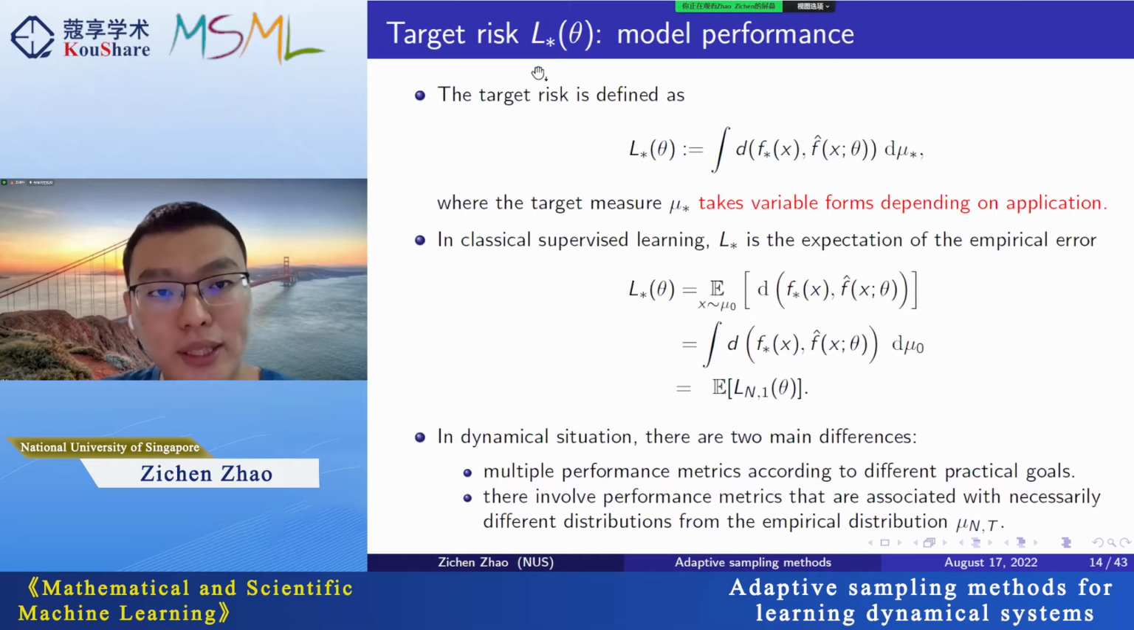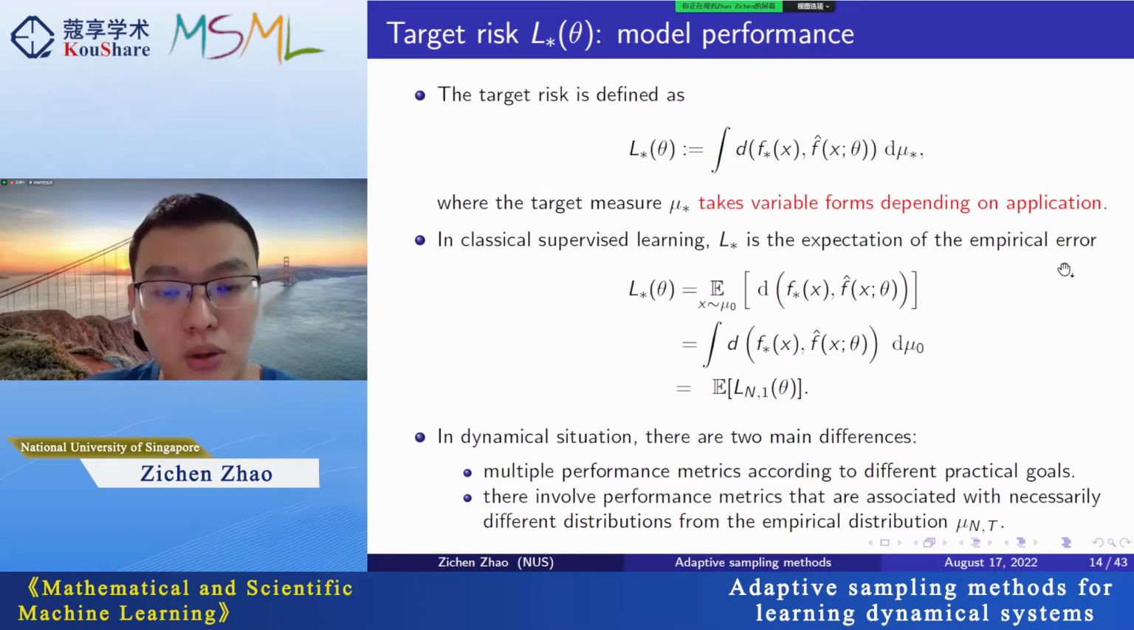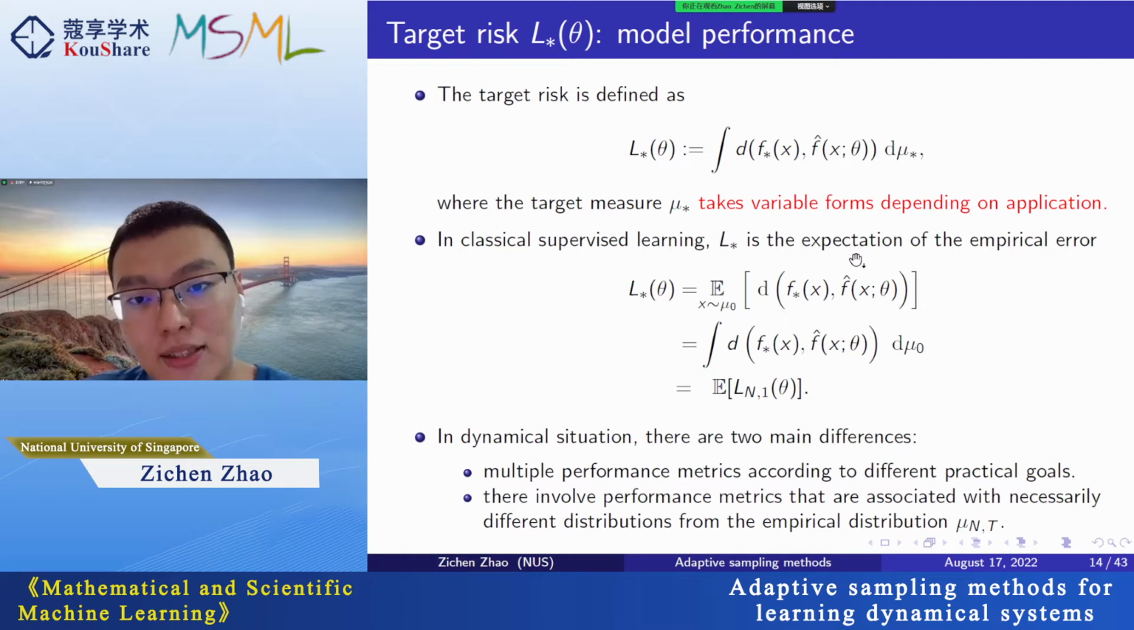Here, we define the target risk L star theta as the model performance. L star theta in this form is a push forward over the measure mu star. So the target measure here can take variable forms depending on applications. In classical supervised learning, the target risk L star is just the expectation of the empirical errors, because the training data is just IID sampled from some distribution mu0, right?